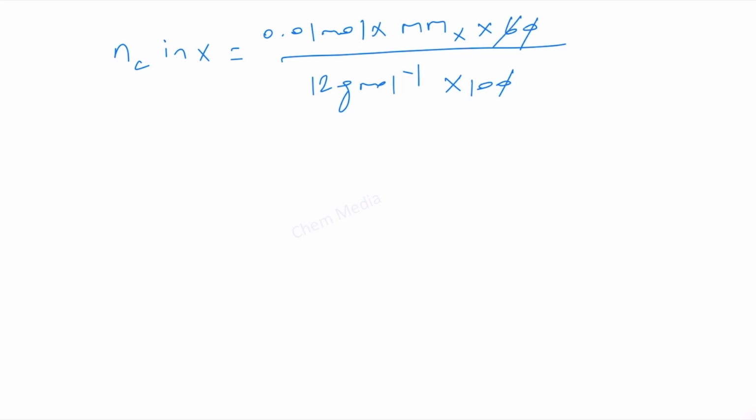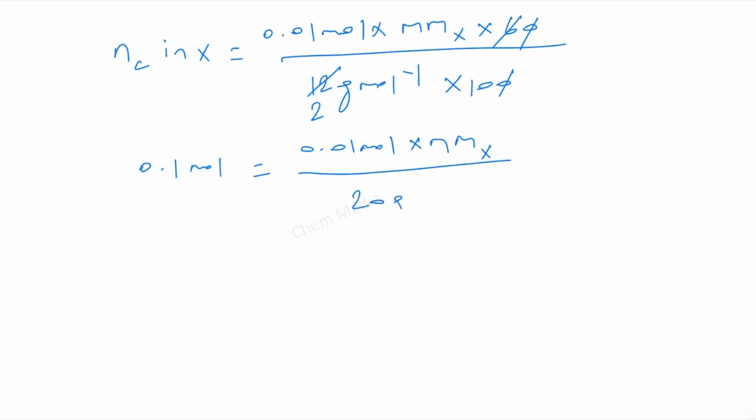10 and 10 we can cancel here. 6, 2 times 6 is 12, therefore 2 here. And number of moles of carbon in X, we already figured it out, that is 0.1 mole. Therefore 0.1 mole is equal to 0.01 mole times molar mass of X divided by 20 gram per mole.